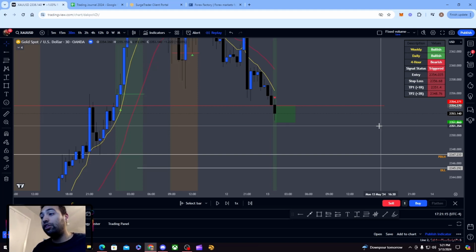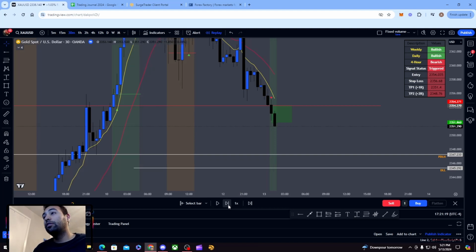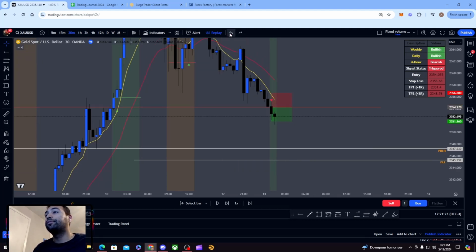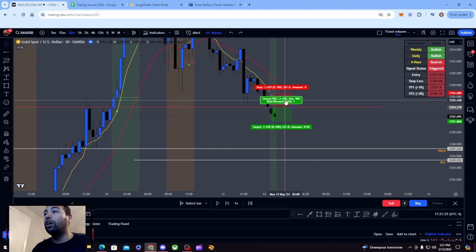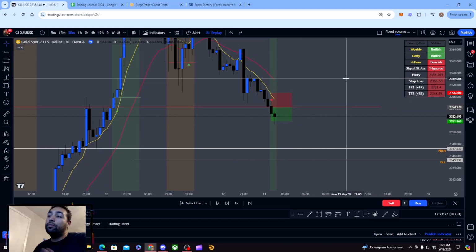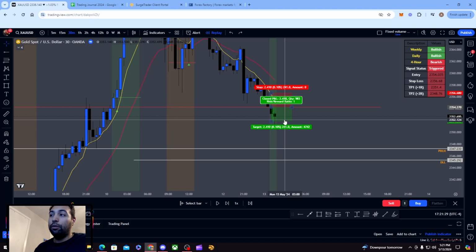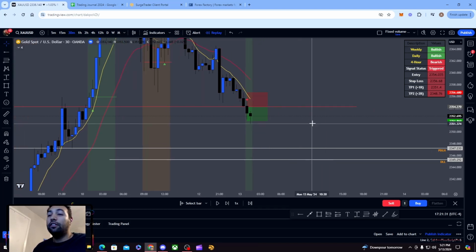There's a risk-free trade. And again, if I play the very next candle, you can see that TP is smashed for a 1-to-1, 24 pips. So I risked 24 pips to get 24 pips. And that's it. Just very quick.